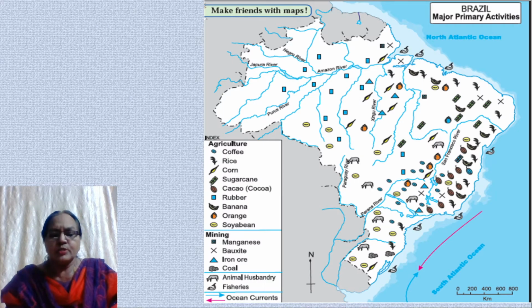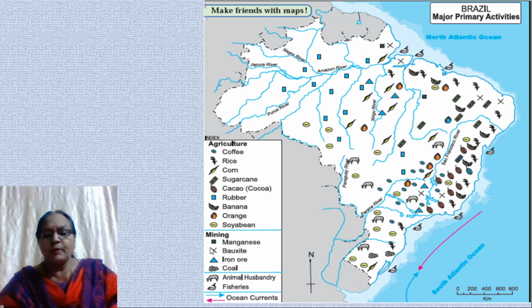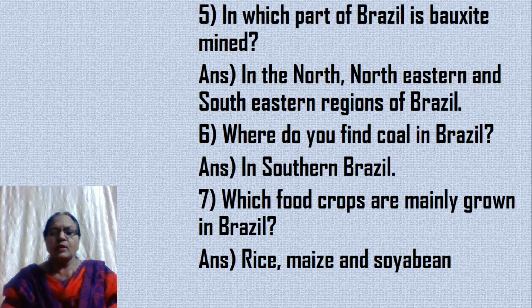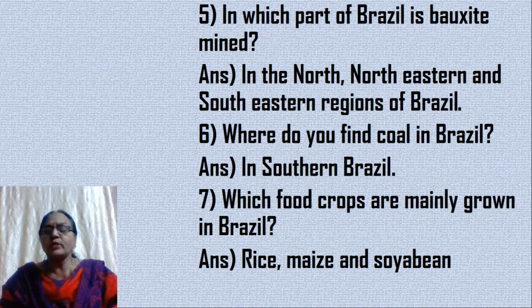So this is the symbol for bauxite. So you have bauxite here. Can you see? Then we have it in the northern part. Northeastern. Then we have the northern part also. Marajo. Can you see? In which part of Brazil is bauxite mined? In the north, the northeastern, as well as southeastern parts or regions of Brazil.